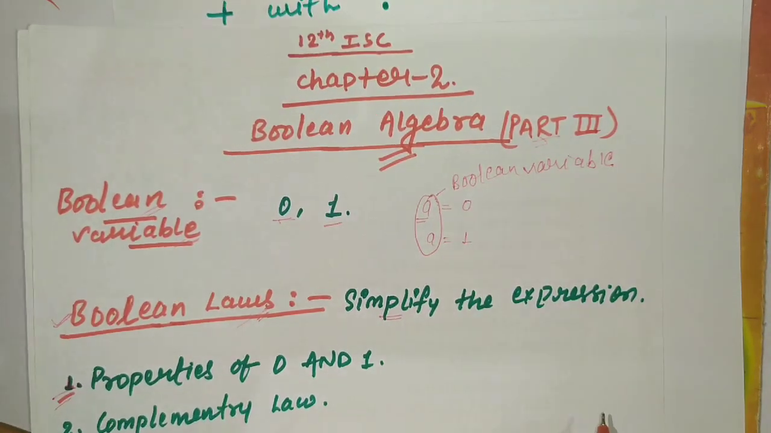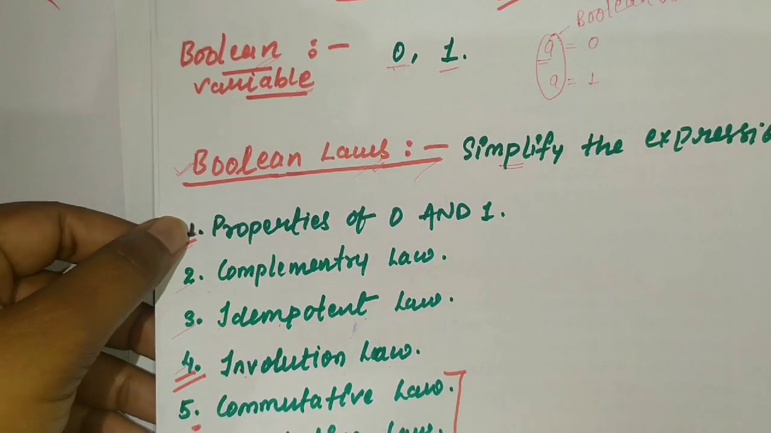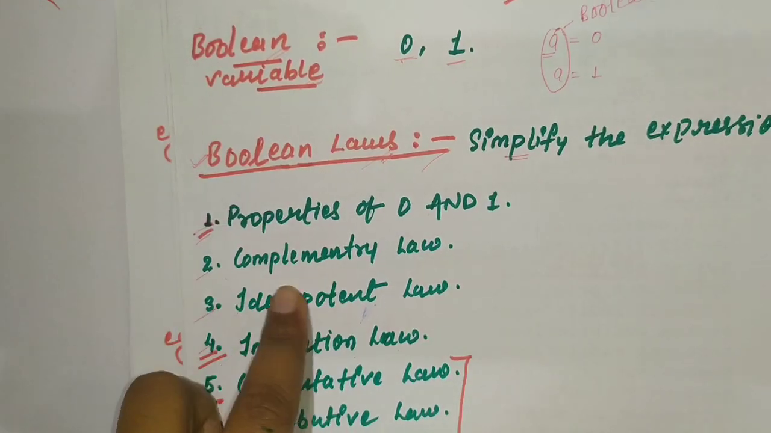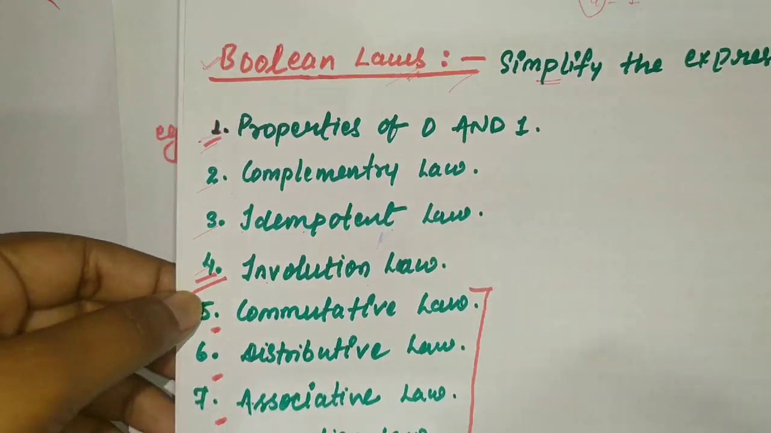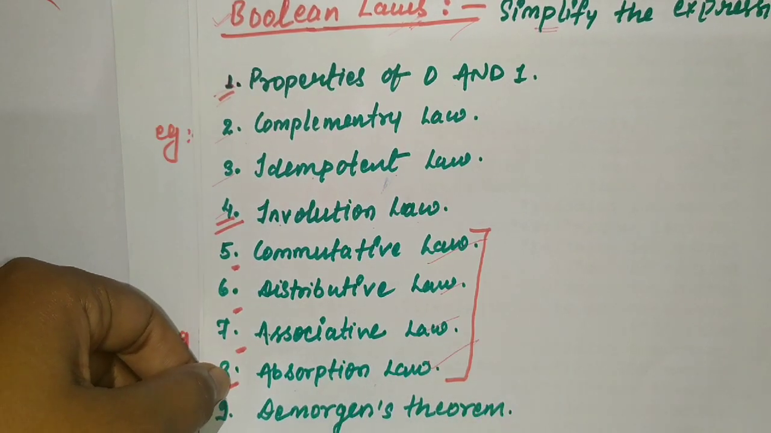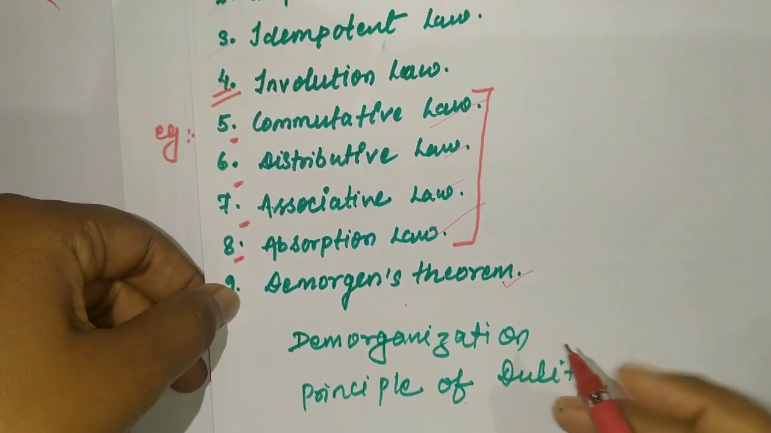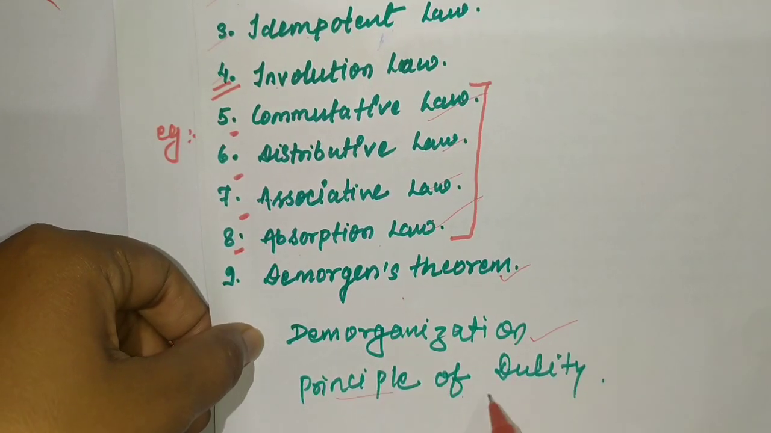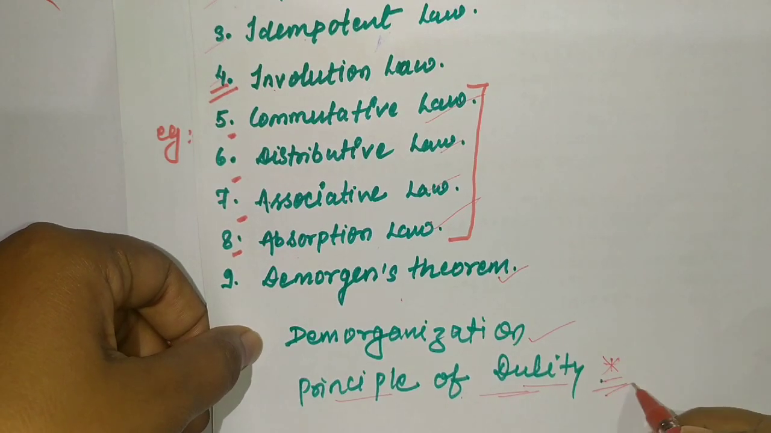In the previous two videos we discussed Boolean laws. In the first video we discussed four laws: property of zero, complementary law, idempotent law, and involution law. In the second video we discussed the commutative law, distributive law, associative law and absorption law. In today's video we discuss De Morgan's theorem, demorganization and the principle of duality. This is the most important question of ISC.